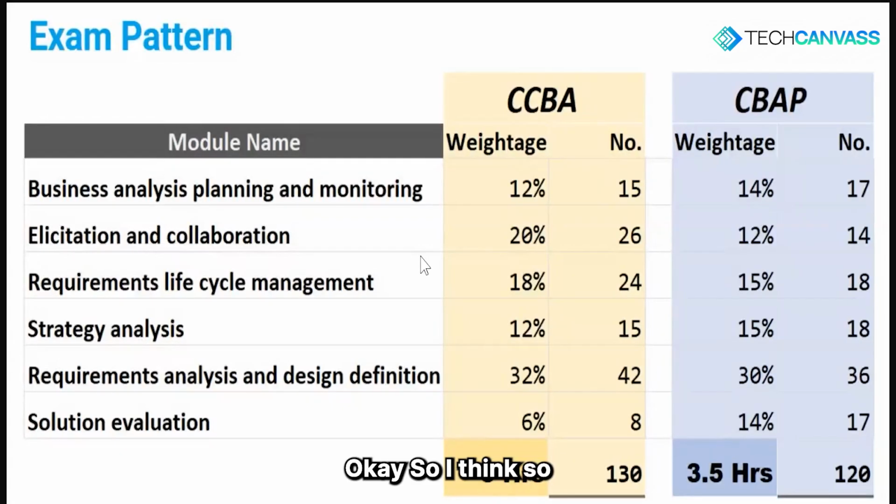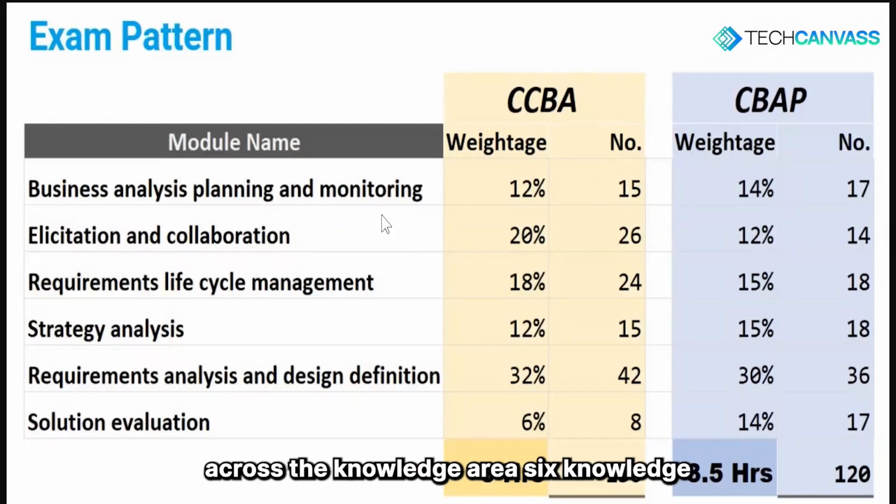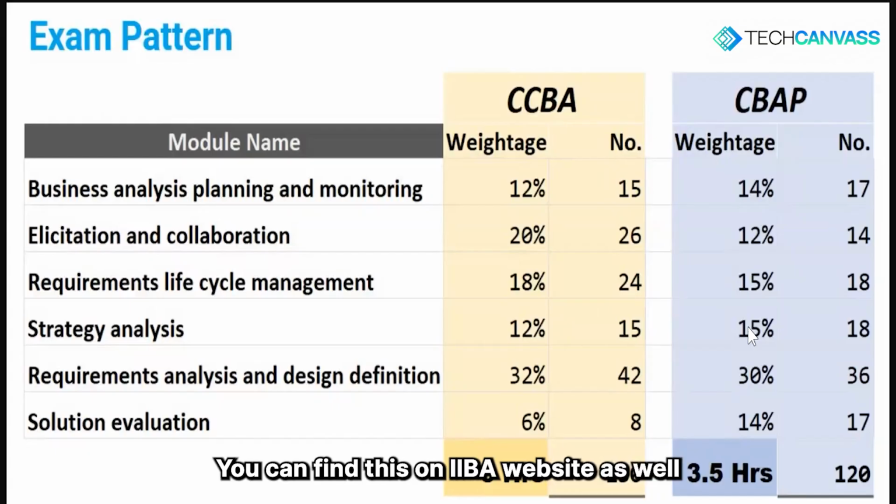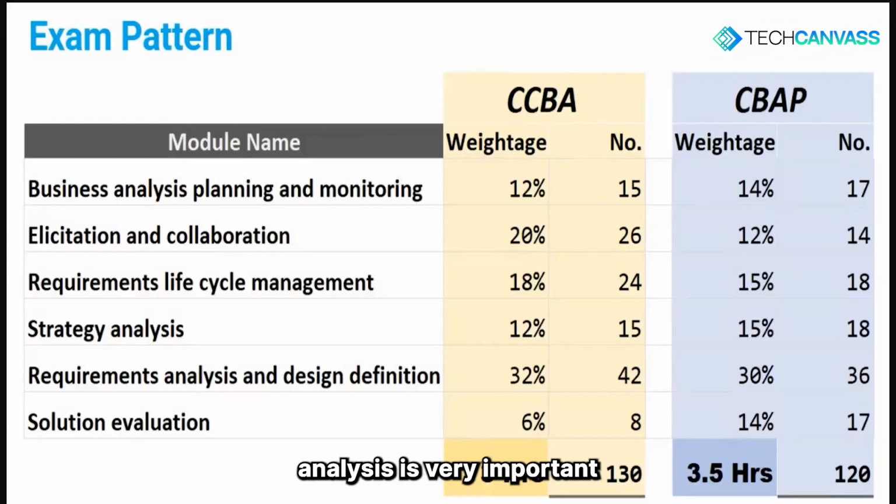Okay, so I'm assuming that you all have some curiosity around CCBA or CBAP, and that's why you are here, right? If you look at the curriculum, the weightage across the 6 knowledge areas with CCBA and CBAP, you can see it here. Strategy analysis is quite important for CBAP. Expect around 15 questions in CCBA as well. This is the weightage that we have for CCBA and CBAP. You can find this on the Techcanvass website and on the IIBA website as well. So strategy analysis is very important.